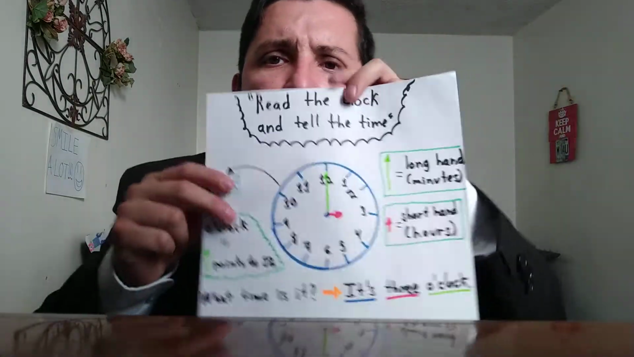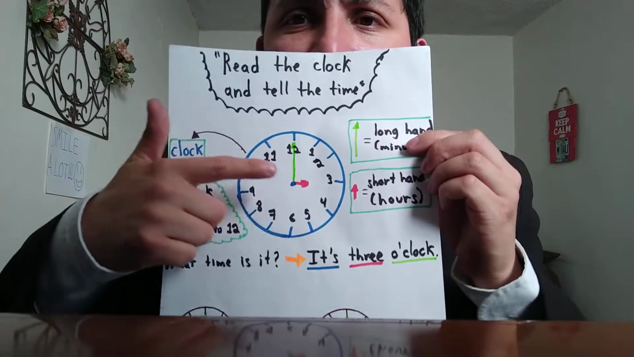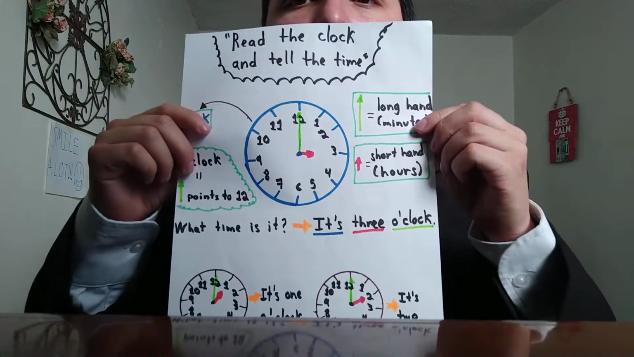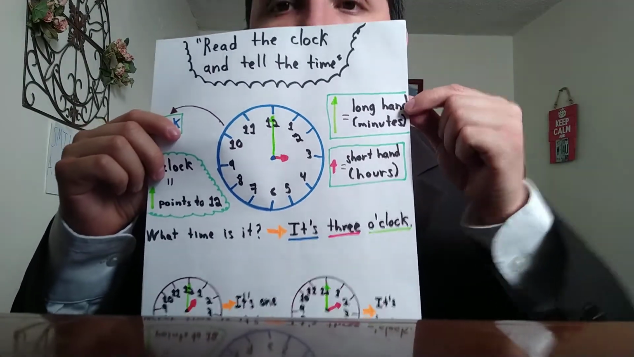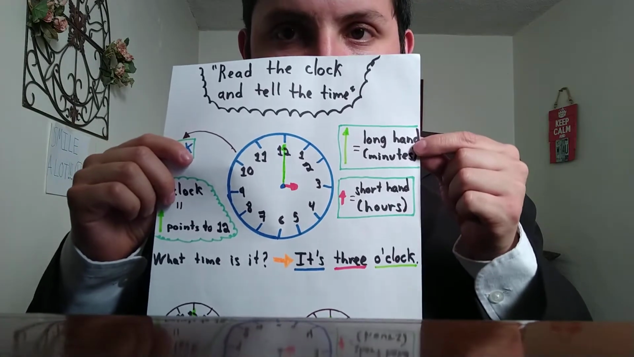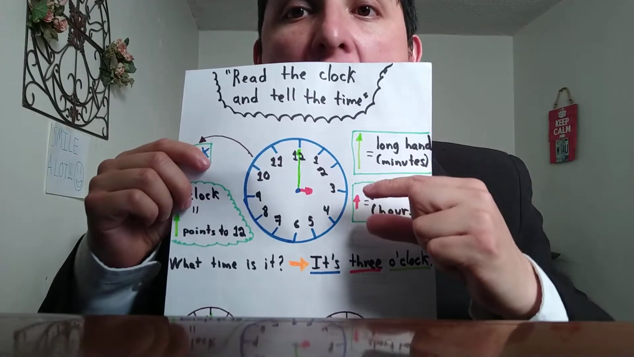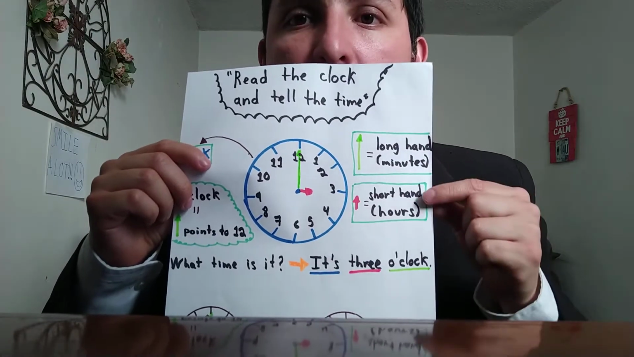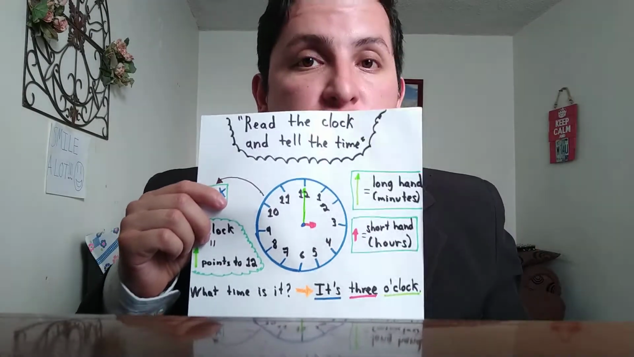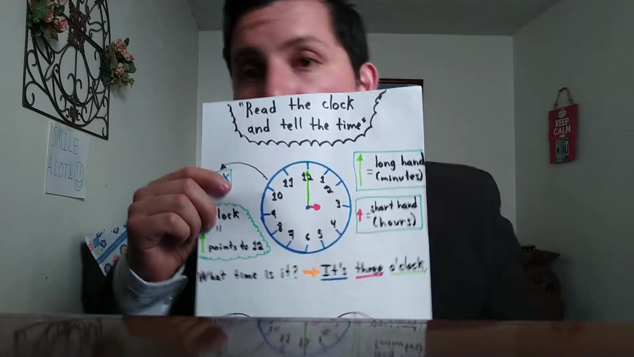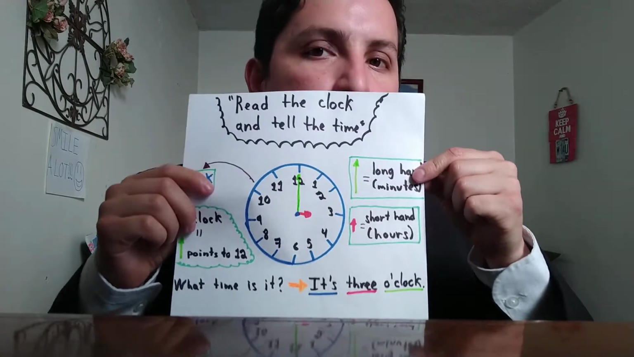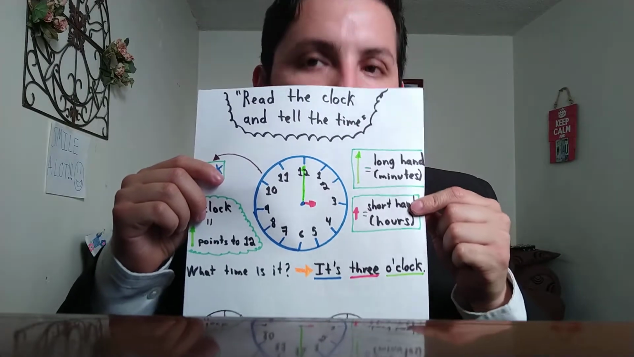But also, there's something interesting. As you can see here, right in the middle, we have two hands. The clock has a long hand, yes? This one indicates the minutes. And also the clock has a short hand. The short hand indicates the hours. They have different functions. It's really important for you to know. This time, we represent the long hand in color green and the short hand in color red.